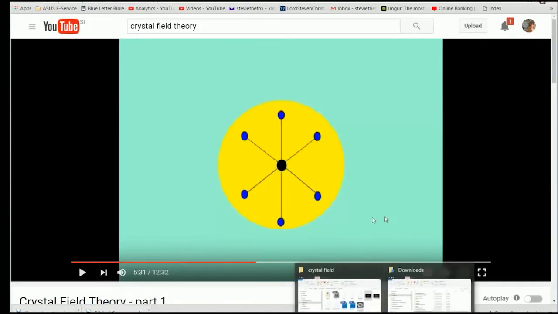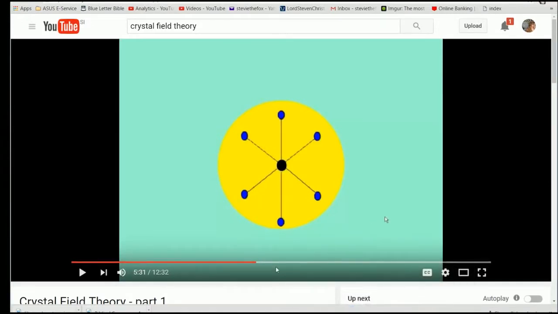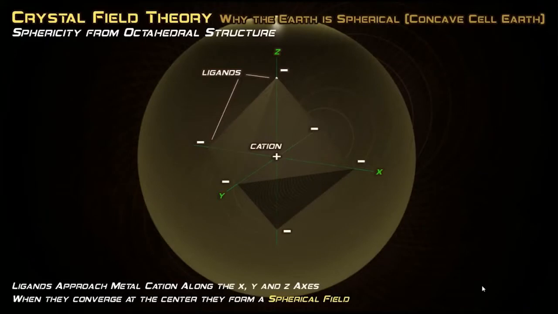So there you go. They form a spherical field around the metal, around the center cation. So that's a really good indication that the spheres are formulated from the octahedron, the foundations of the earth, as I mentioned before. Once you have your foundations of the earth correctly understood, everything else is built upon it properly. And then you understand you're living inside the cellular concave earth. A little bit more here.